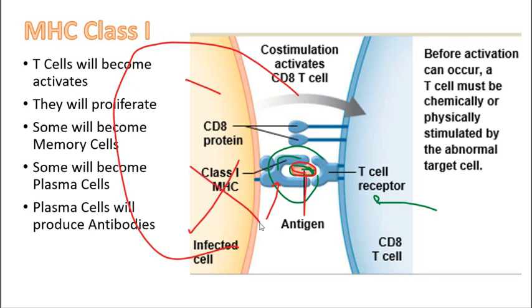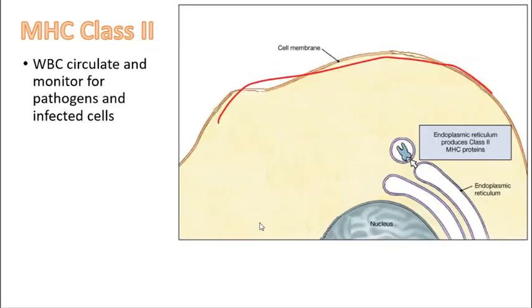So that's how basically MHC class 1 proteins work. MHC class 2 proteins, on the other hand, work the exact same way. So what you have is some kind of nucleus. Inside the nucleus there is DNA. DNA codes for MHC class 2 protein.